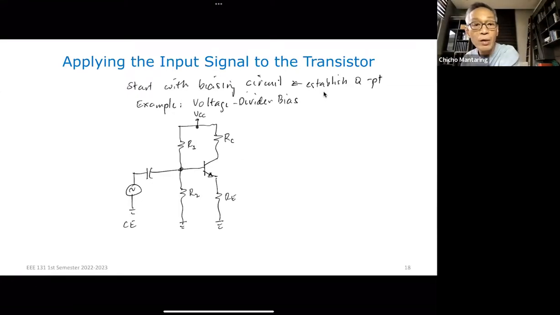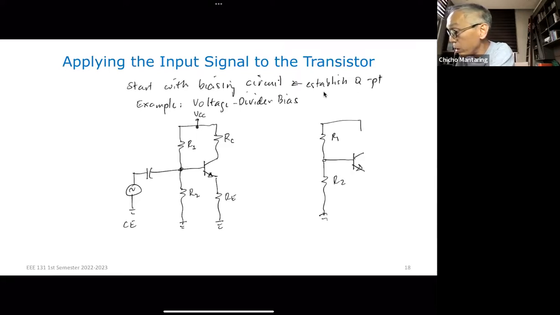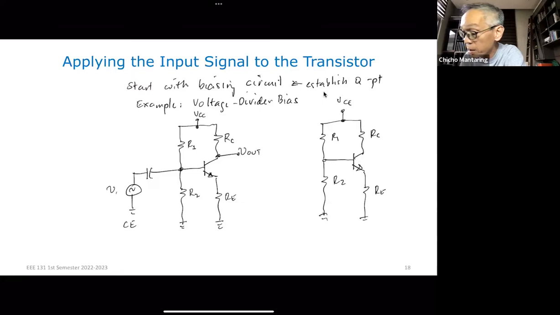Okay. What if it is your common base? I wish I didn't have to redraw this, but so this is RC, this is RE, this is VCC. If this is common base, I have to... By the way, this is my output now. No, this is my V out. This is V in.